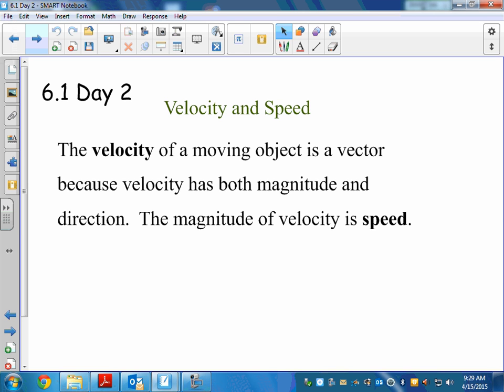The velocity of a moving object is a vector because velocity has both magnitude and direction. If you take the magnitude of a velocity vector, it will be the speed. Right? That's kind of cool. So when they ask you to find the speed of something and they give you the velocity, you just have to find the length of that vector. So that's kind of something. I was doing these problems yesterday, and I was like, well, how do they know to do that? And then I found this in the book, and I said, oh, look what happens when I read.